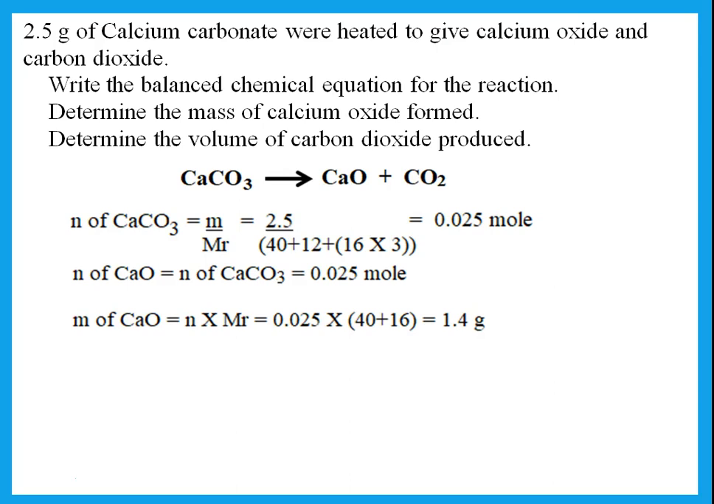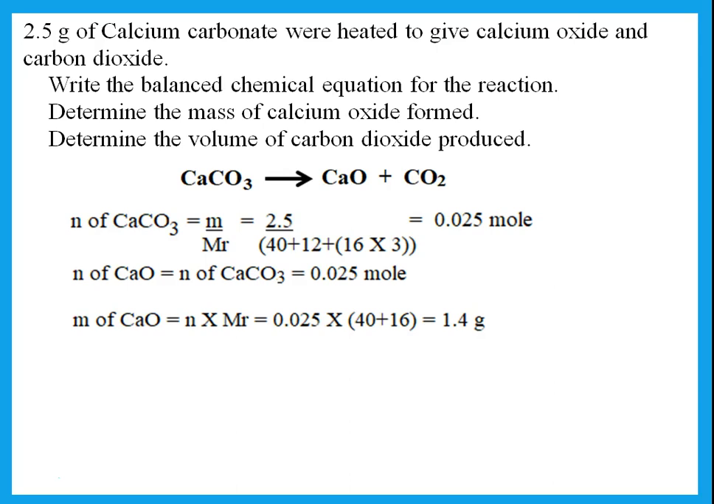Now, how do I get the mass of calcium oxide from the number of moles? You should realize that we said number of moles is mass over molecular mass. So the mass is number of moles times Mr. So I find that, and remember that here the number of moles is 0.025. And the Mr is the Mr of what? We're talking about calcium oxide. So you're trying to get the molecular mass of calcium oxide, and that gives you 1.4 grams. So that's the mass of calcium oxide.